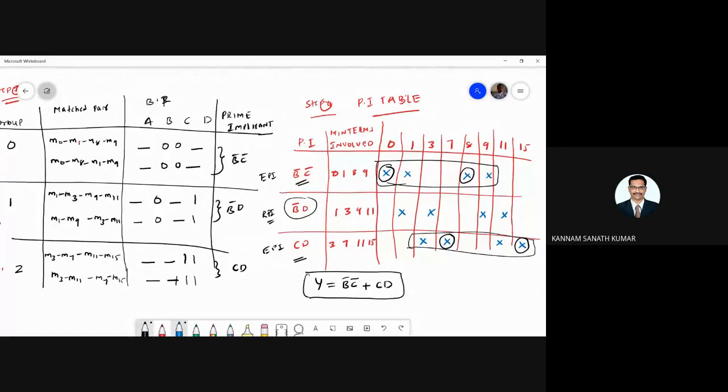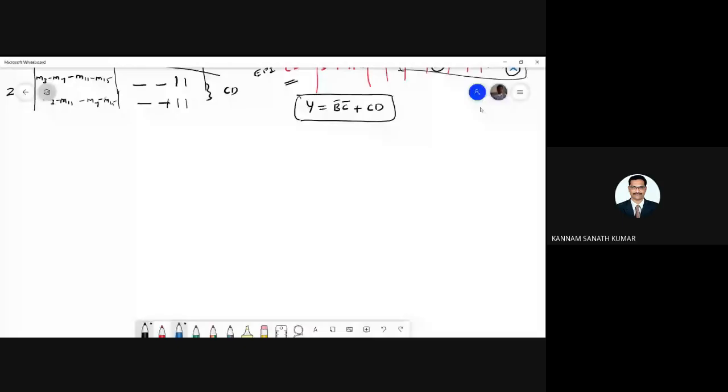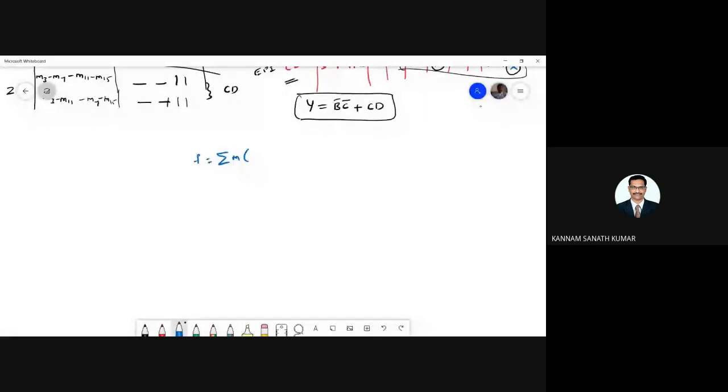So here, this output by using the K-map. If I draw the K-map, function equal to summation of m of 0, 1, 3, 7, 8, 9, 11, and 15. So I will draw the K-map for this one, a 4 variable K-map. So this is AB and this is CD.